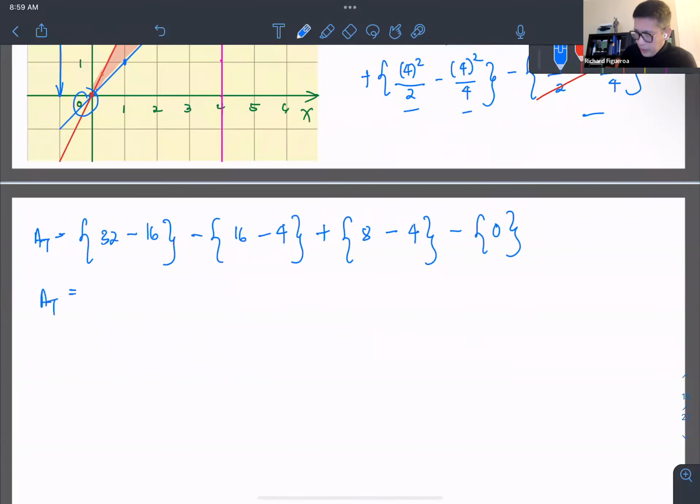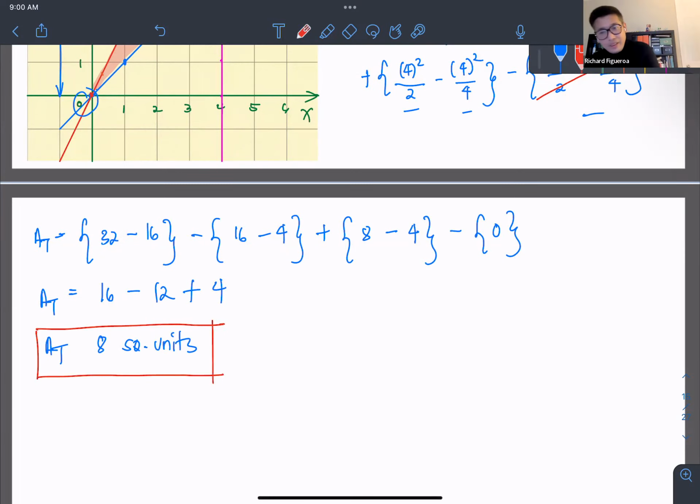So finally, we'll have, so 32 minus 16 is 16. Minus 16 minus 4 is 12. Then plus 8 minus 4, it's 4. So 16 minus 12 is 4. 4 plus 4, it's 8. 8 squared units.